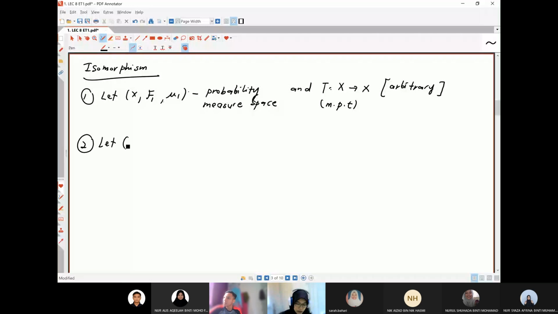Okay, number 2. Let Y, sigma algebra 2 and mu2 again be a probability measure space, and we define the transformation S from Y to Y. Okay, this one also is a measure preserving transformation and arbitrary.